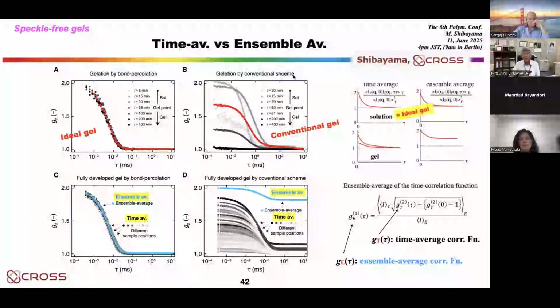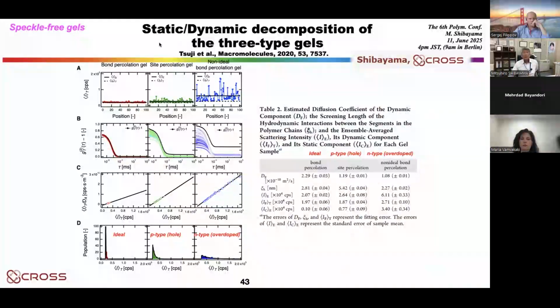However, in the case of the conventional gel, it is different from the solution state, and at the sol-gel transition it becomes suppressed, and then even more suppressed after that. The ensemble average is completely different from that of the ideal gel, as we predicted. So now this is a summary of the static dynamic decomposition of the three types of gel.